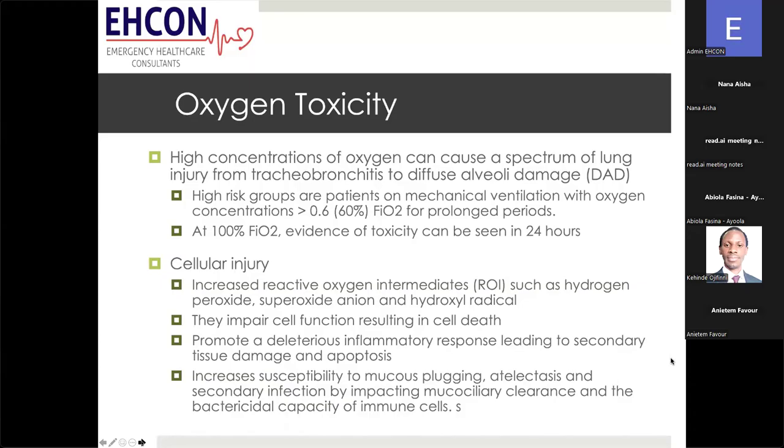So the cellular injury: the oxygen itself produces increased reactive oxygen intermediates. We're talking about things like hydrogen peroxide, superoxide anion, hydroxyl radical. They can impair cell function, they result in cell death, and they can actually promote a deleterious inflammatory response, which itself, from the revved up inflammatory system, can lead to secondary tissue damage and eventually apoptosis.